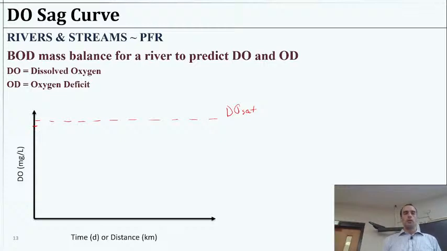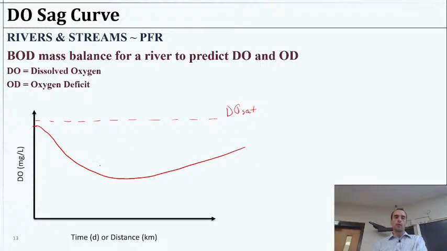So we could then draw what happens to our dissolved oxygen as an increased demand starts pulling oxygen out of the system here. And it would probably look something like this and start heading back up towards saturation point. Now, this would be our actual dissolved oxygen that we measure.